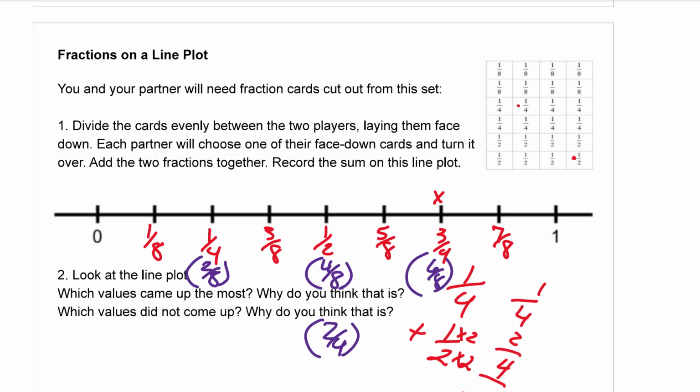And they say which values did not come up and why do you think that is? 1/8. Well, I also know 0 won't come up. Why won't that come up? It won't come up because everything on the cards is greater than 0. And why won't 1/2 come up? Actually, 1/2 could come up, couldn't it? If you had 2 halves. Absolutely. Very good. So maybe we ought to put underneath 1/2 that could also be 2 halves.